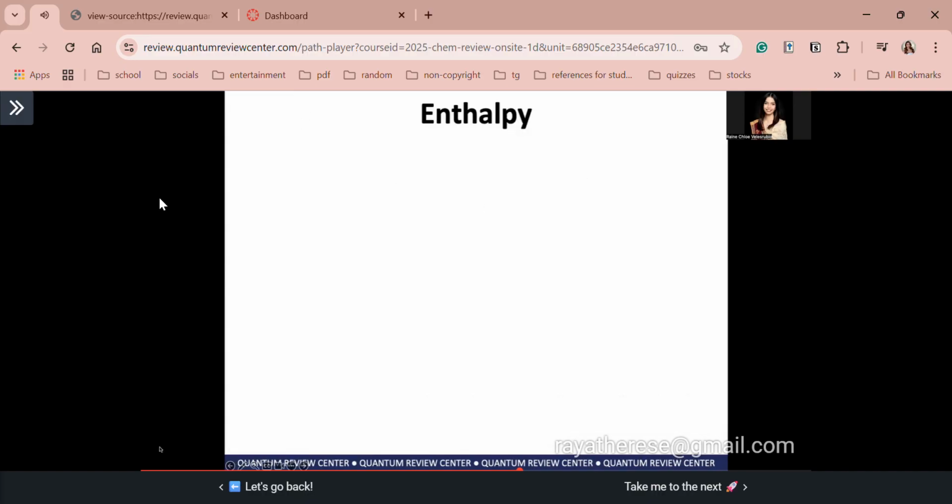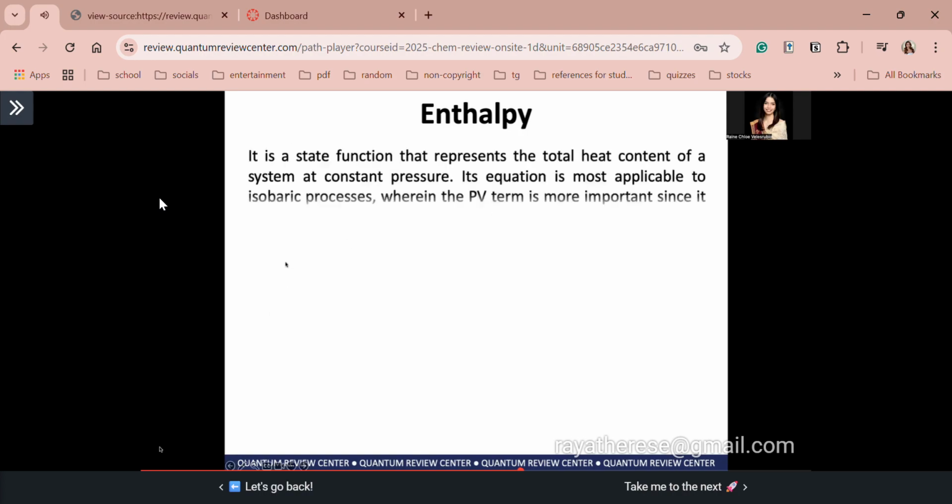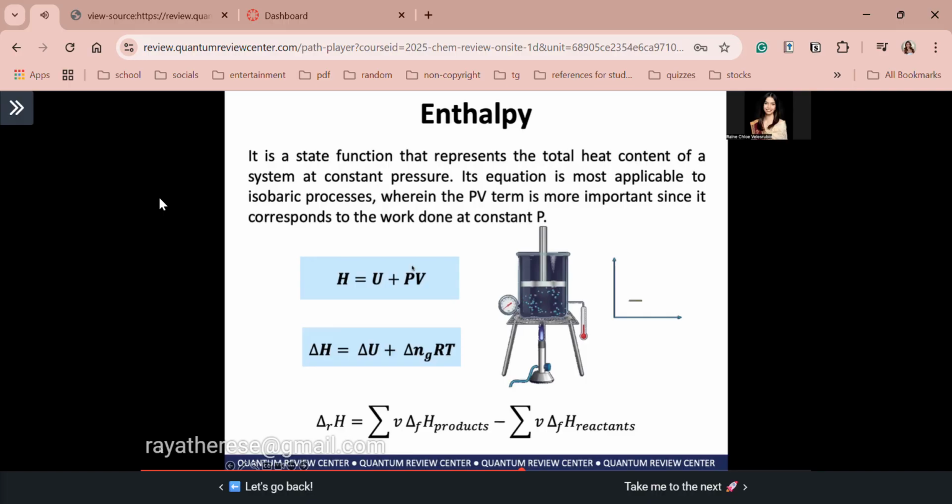Now, let's proceed with enthalpy. So, enthalpy, okay, it is a state function that represents the total heat content of a system at constant pressure. So, ang equation for enthalpy, which is this one, okay, it applies to isobaric processes wherein the PV term is more important. The PV term is more important dahil meron kang constant external pressure. Okay? So, the equation for enthalpy is H is equal to U plus PV. Okay? Tandaan to guys, dapat memorize na yan.